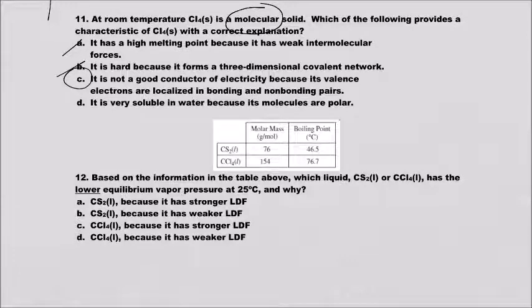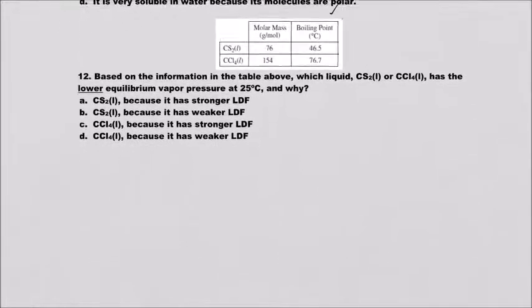It is very soluble in water because its molecules are polar. Well, we know they're not polar. CI4 would have a tetrahedral shape and be completely symmetrical. The dipoles would cancel and it would be nonpolar. So C is the best choice.